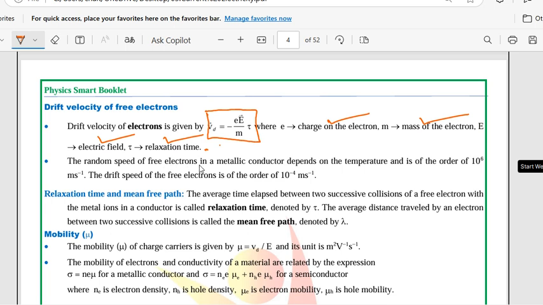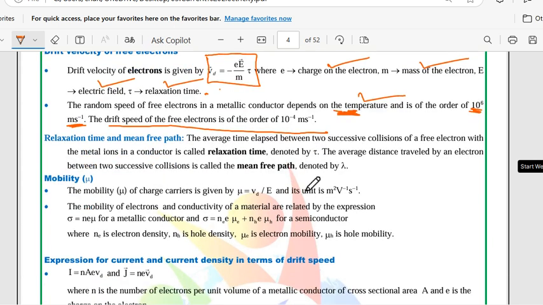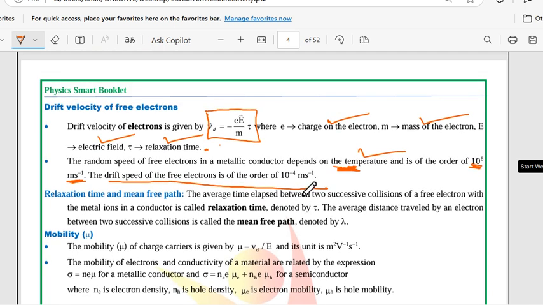Now, the random speed of the free electrons in a metallic conductor depends on the temperature you apply. The movement of free electrons in the conductor depends on the temperature, and it is of the average order of 10 to the power of 6 meter per second. The drift speed of free electrons is of the order of 10 to the power of minus 4 meter per second. This is all about the drift velocity of free electrons.